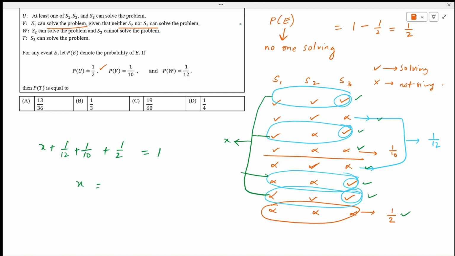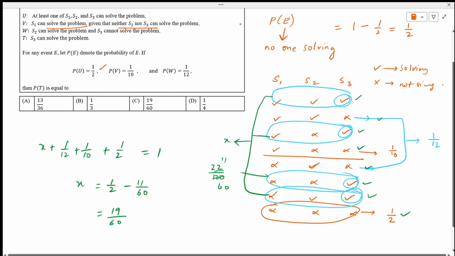So X is equal to 1 minus 1 by 2 is 1 by 2 minus 1 by 12 plus 1 by 10 is 22 by 120, which is equal to 11 out of 60. So if you take 60 as LCM here, 30 minus that becomes 19 by 60. So the probability of the event where S3 can solve the problem is 19 out of 60.